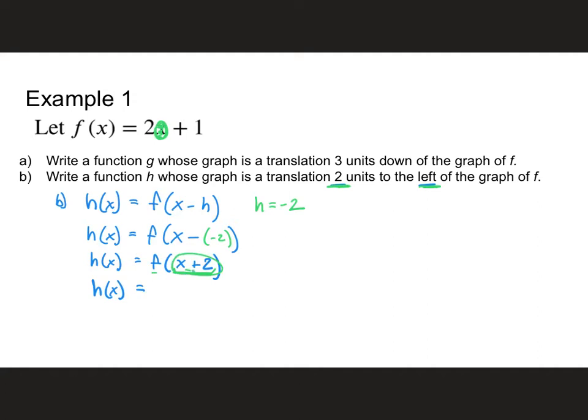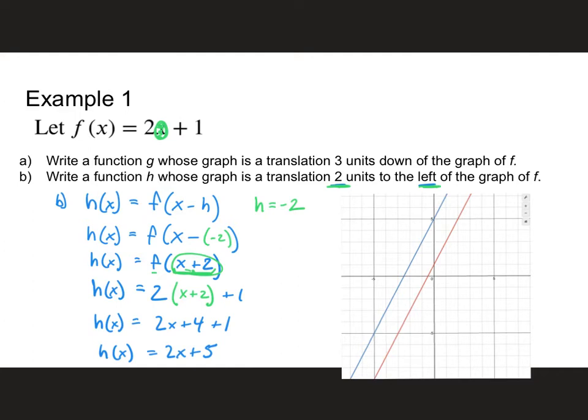So let's see here. What would we have? We'd have 2 times x, but it's not x anymore. It's x plus 2, plus 1. And now we just have to simplify and do our math. So let's distribute. I get 2x plus 4 plus 1, and that would give me 2x plus 5 as my equation.